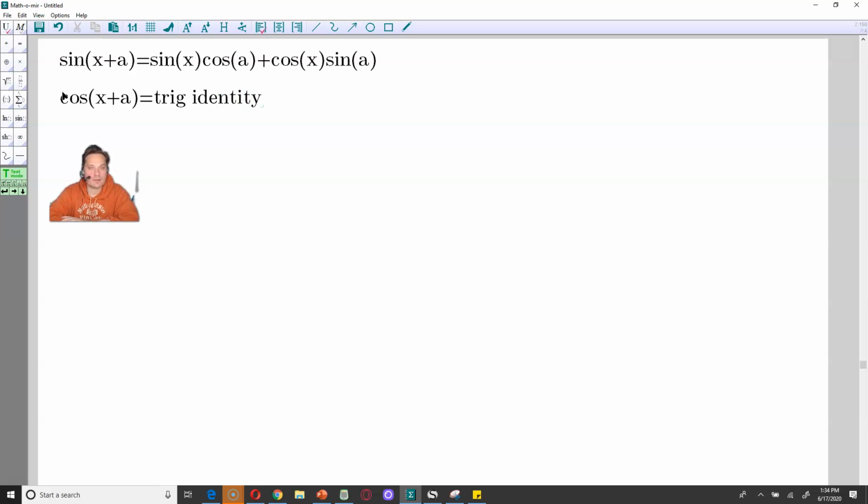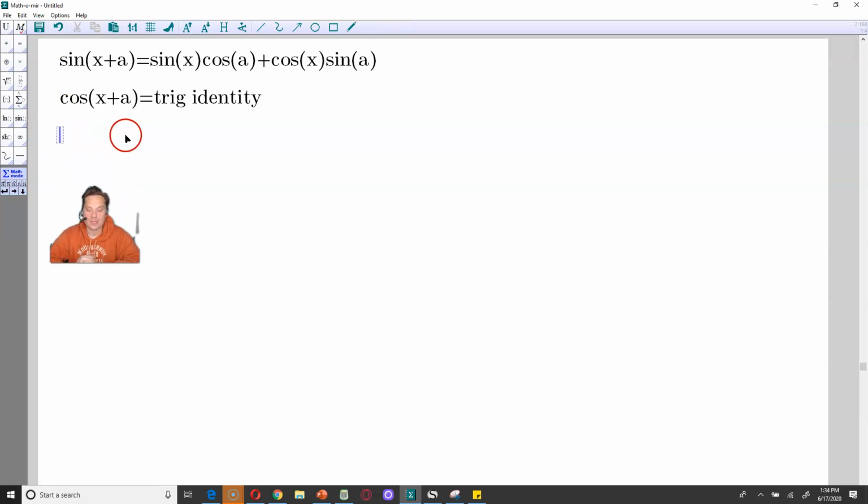To do it through differentiation, I can use implicit differentiation on the original sine of x plus a equals that entire expression on the right side. Let's go through that process a little bit. So I'm differentiating the left side, sine of x plus a. And on the right side, again, I'm going to differentiate with respect to x, d dx, that entire expression, sine of x cosine of a, plus cosine of x sine of a.